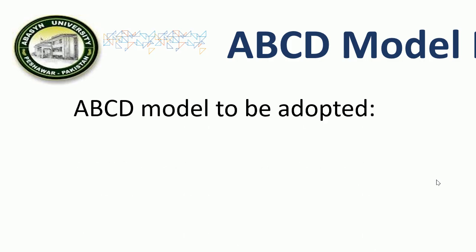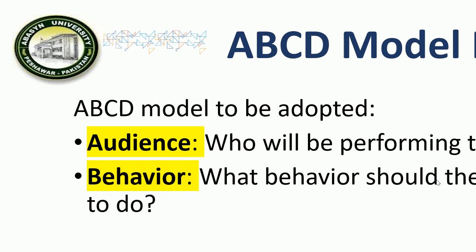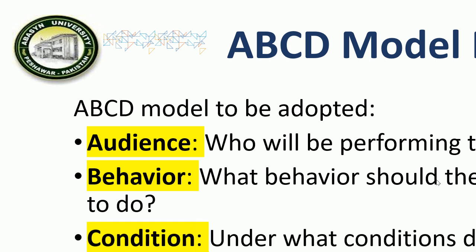The ABCD model for writing course learning outcomes needs to be adopted because it reflects the audience, that who will be performing the behavior. It also shows the behavior, what behavior should the learner be able to do. C stands for condition. Under what condition do you want the learner to be able to do it? What restriction do you want to impose on it? What limitation do you want to suggest for the learner? Under those limitations, that particular behavior needs to be performed. And the last one is the degree, that how well must it be done.